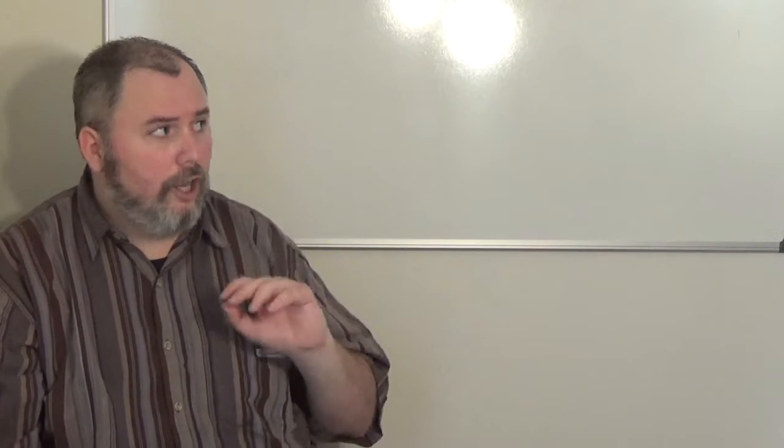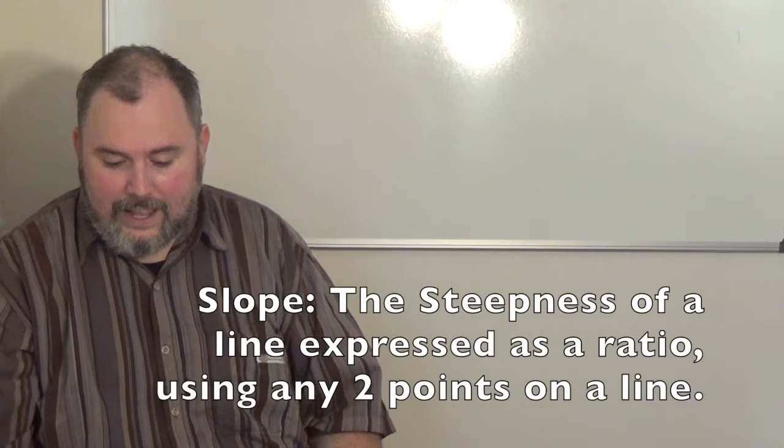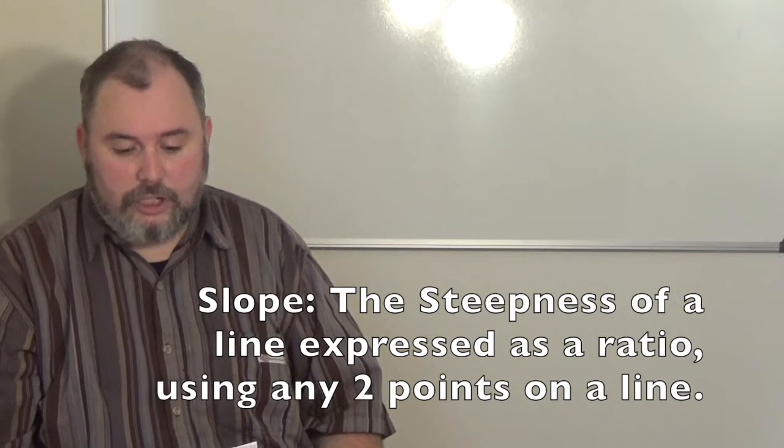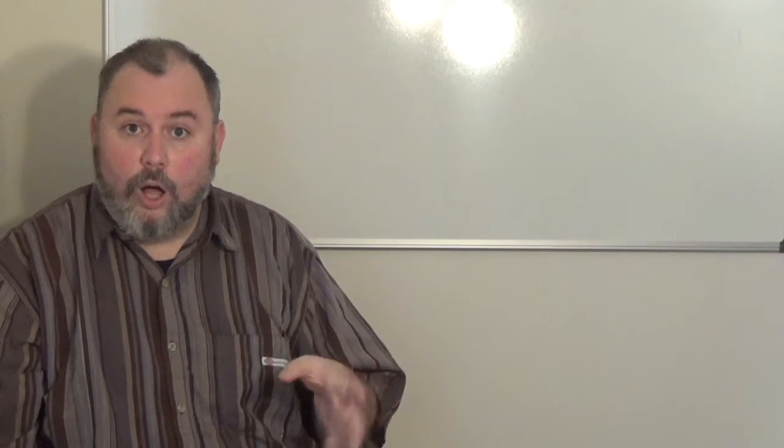And in order to do that, we need to know a couple of things. The biggest thing that we need to know is what's called slope. A slope is basically this: it is the steepness of a line expressed as a ratio using any 2 points on a line. We usually express this using the equation m = (y2 - y1) / (x2 - x1). So the question is, what does this mean?